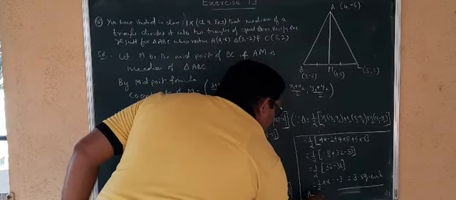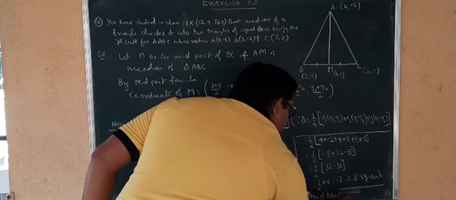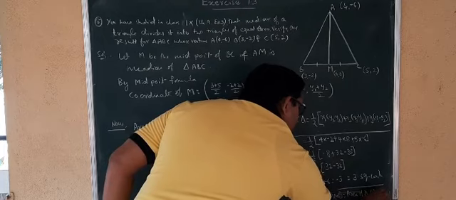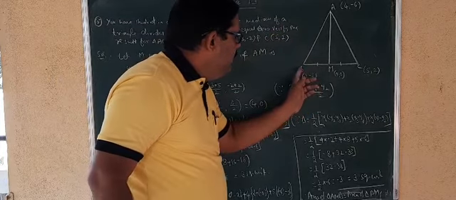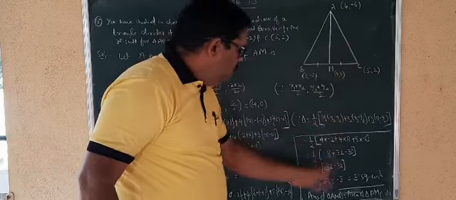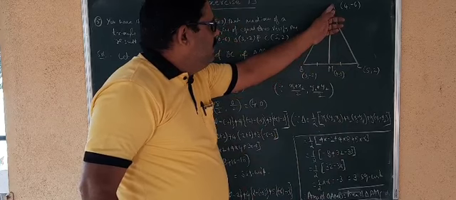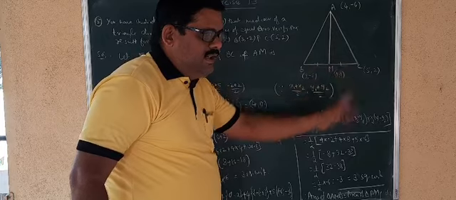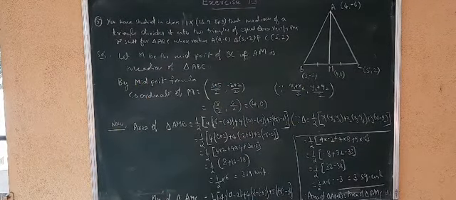Therefore area of triangle AMB is equal to area of triangle AMC. So the median AM divides the triangle ABC into 2 equal triangles. We have to write down the conclusion that median AM divides the triangle ABC into 2 equal triangles. So this is the solution for the problem.